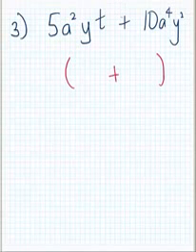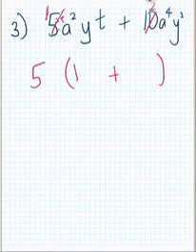Okay, starting with our numbers, we've got 5 and 10. So what's the highest factor of 5 and 10? What can I divide them both by? Well, I can divide them both by 5. I can see that's the highest factor. So 5 divided by 5 is 1. 10 divided by 5 is 2. And because I divided by 5, that's my highest factor. It goes outside the brackets. My leftovers, 1 on this side and 2 on that side. Okay? And our numbers are done.